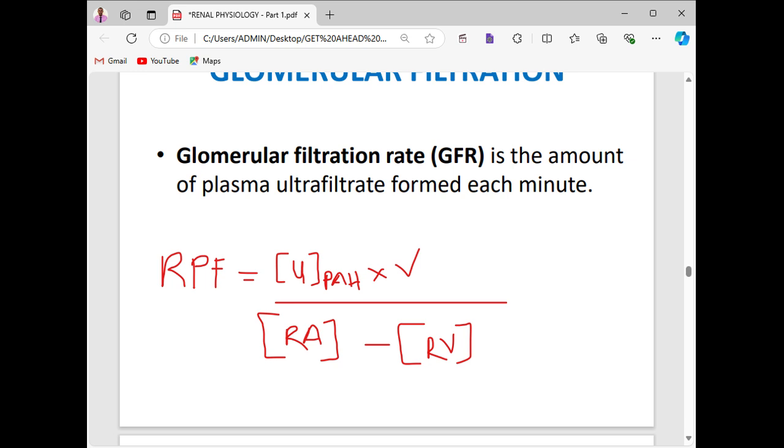When we talk about net filtration pressure, this is just the balance between the pressure favoring filtration and the pressures opposing filtration. To find the net filtration pressure, it is glomerular capillary pressure minus colloidal osmotic pressure plus hydrostatic pressure. Usually the net filtration pressure is approximately 20 millimeters of mercury.